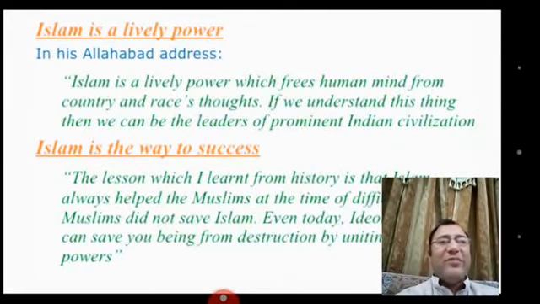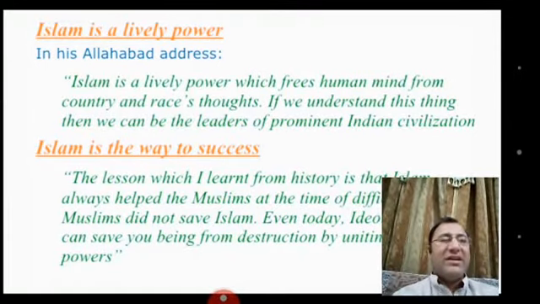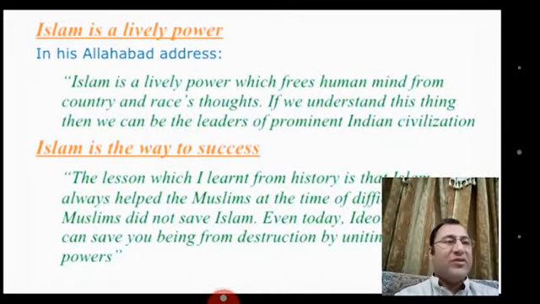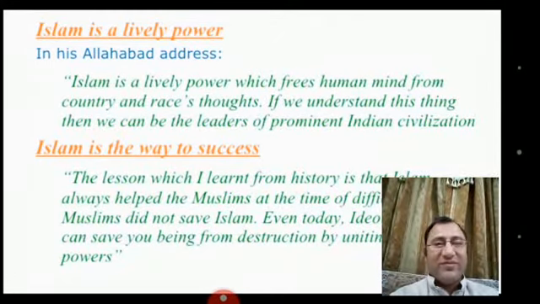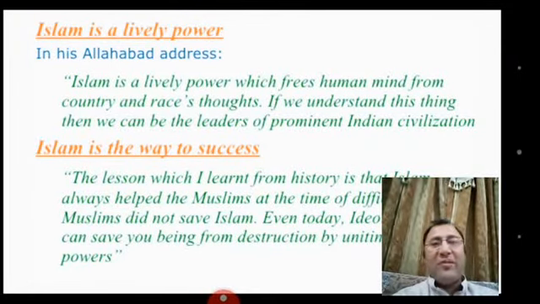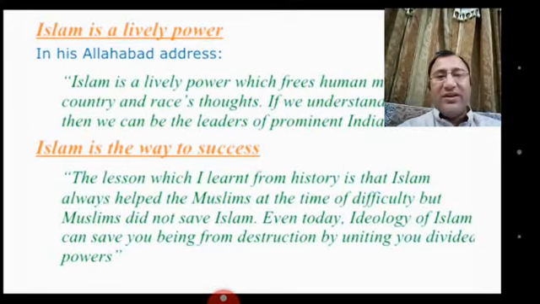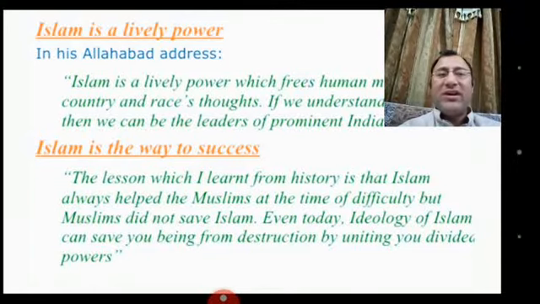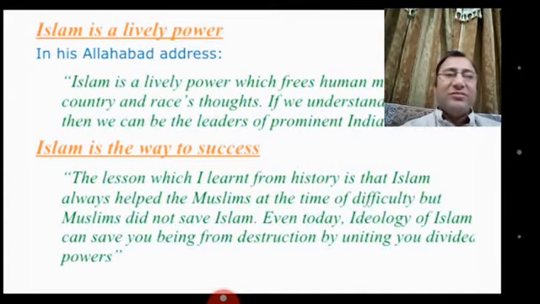Islam is a lively power. In his Allahabad address, he mentioned that Islam is a lively power which frees the human mind from country and raises thoughts. If we understand these things, then we can be leaders of the prominent Indian civilization. He mentioned that Islam is the way to success. He said, the lesson which I learned from history is that Islam always helped the Muslims at the time of difficulty, but Muslims didn't save Islam. Even today, the ideology of Islam can save you from destruction by uniting your divided parts.